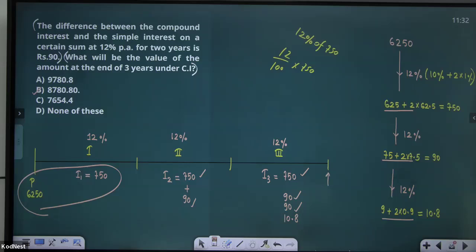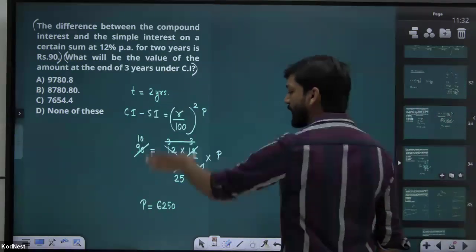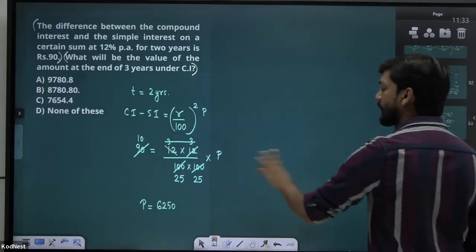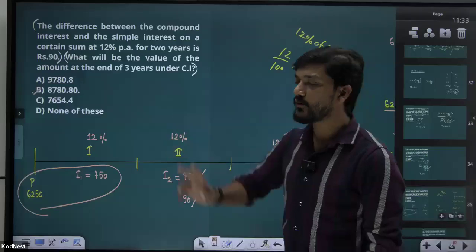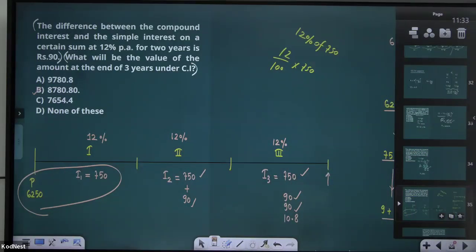6250. We calculated the principal first. From the first part of the question, we calculated the principal. Then we are calculating this for the second part of the question. Okay, Darshan?